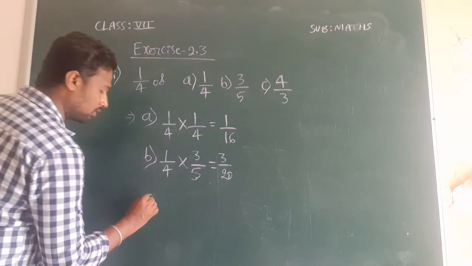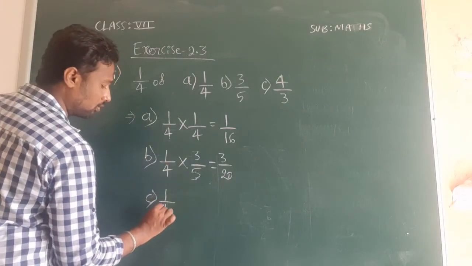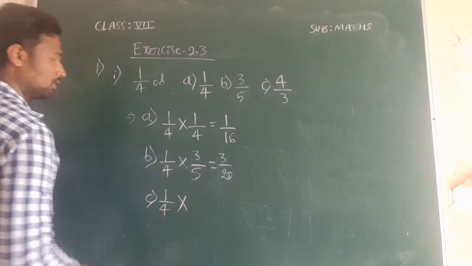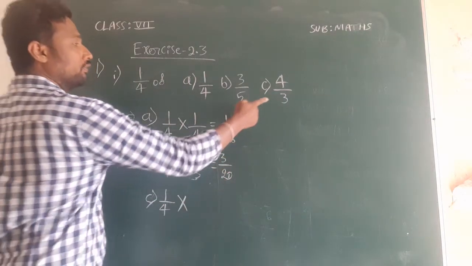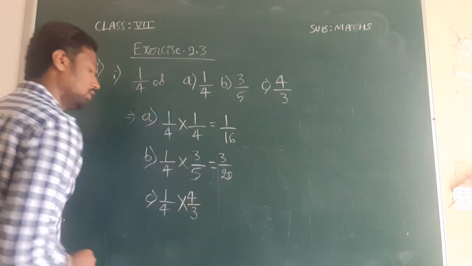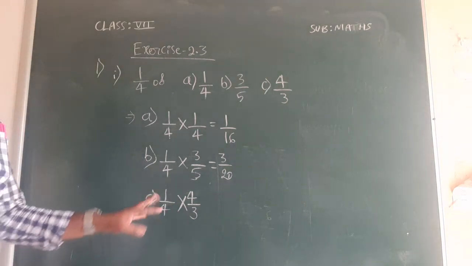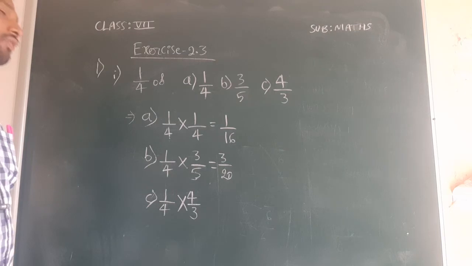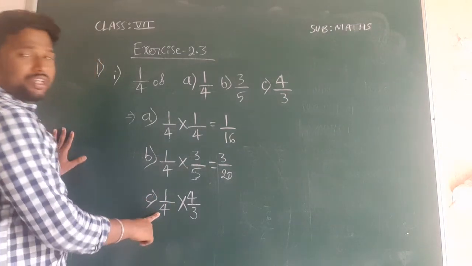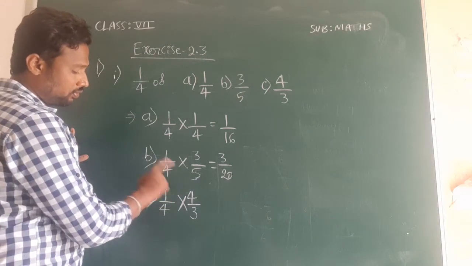Next, the answer for question C. First we will write 1 by 4 of, which again means multiplication. What do you have here? 4 divided by 3. Now you can see here, first you can divide, then you can multiply, or first you can multiply, then you can divide. See here, we have 4 here in the denominator, and here we have 1 and 4.